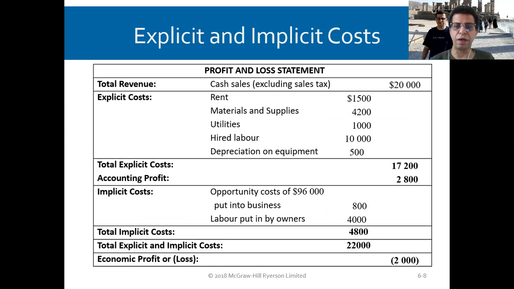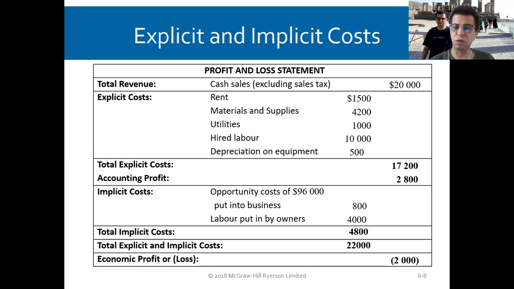Now, usually in the accounting approach you count only explicit cost, but in economics it is explicit plus implicit cost, or the cost of opportunities, in another way.